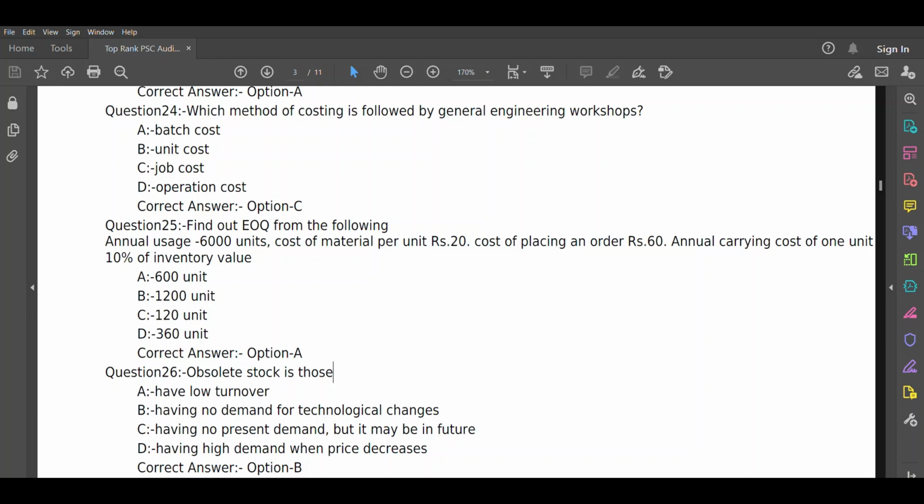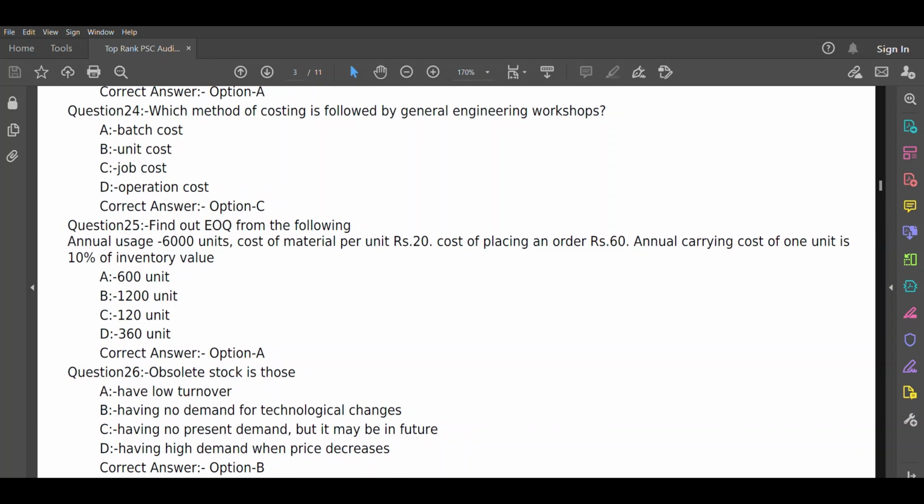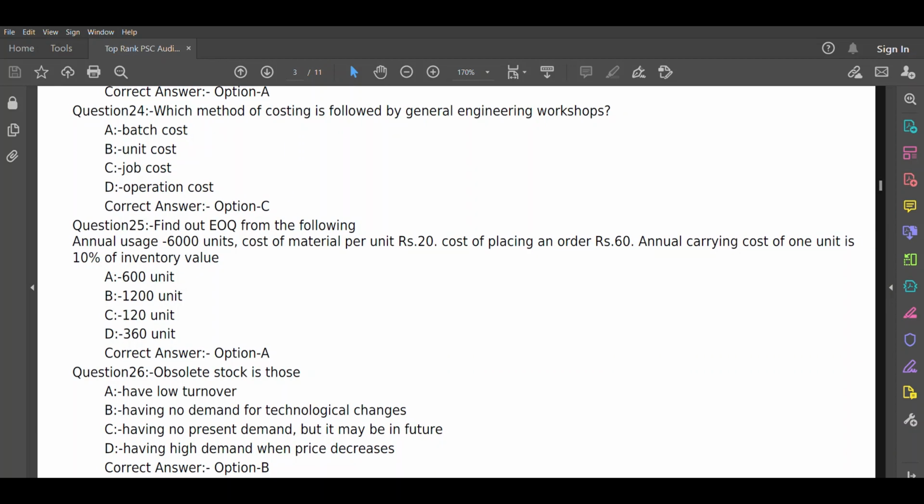Find out EOQ from the following. Annual usage 6000 units. Cost of material per unit rupees 20. Cost of placing an order rupees 60. Annual carrying cost of 1 unit is 10% of inventory value. Answer: 600 units.